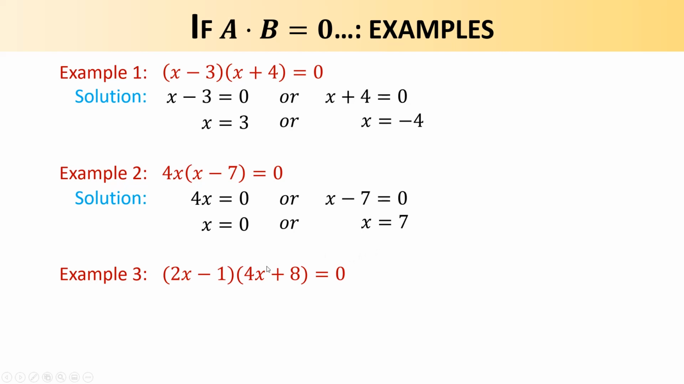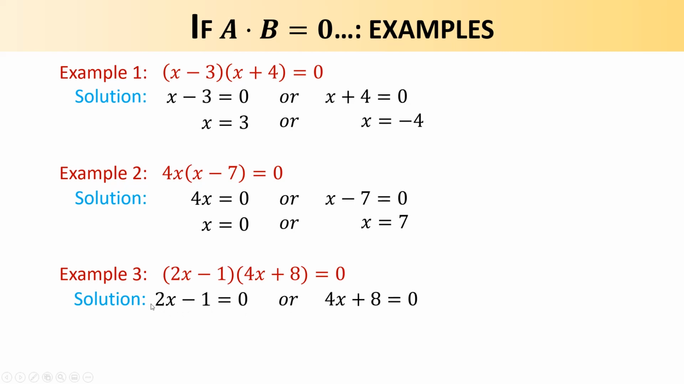Final example. First factor, 2x minus 1. Second factor, 4x plus 8. And the result is 0. So we can conclude that either this factor is 0 or else this factor is 0. So 2x minus 1 is 0, or 4x plus 8 is 0.